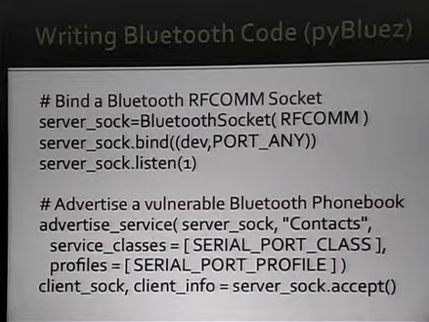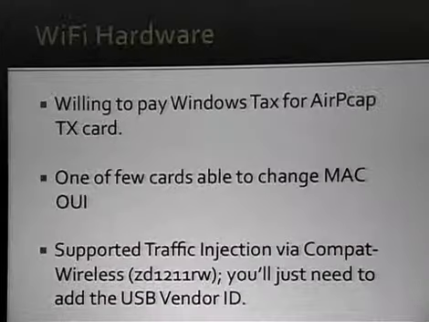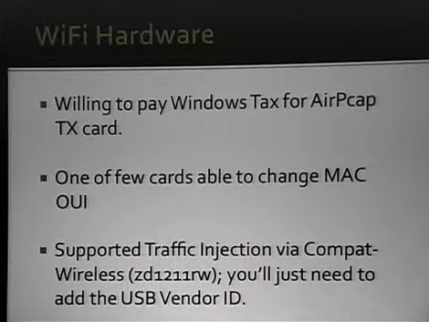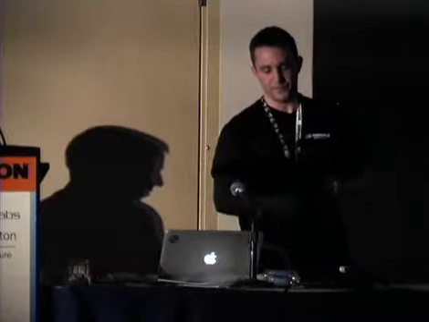We can advertise a Bluetooth phone book completely and then begin logging any activity to that phone book. For the Wi-Fi hardware, there's probably other USB dongles out there that do it really well. The dongle of choice that we used was the AirPCAP transmit. We didn't mind paying the Windows tax on it because some of the radios won't allow us to change the MAC OUI, and we wanted to be able to change the MAC address OUI. And it supports traffic injection.